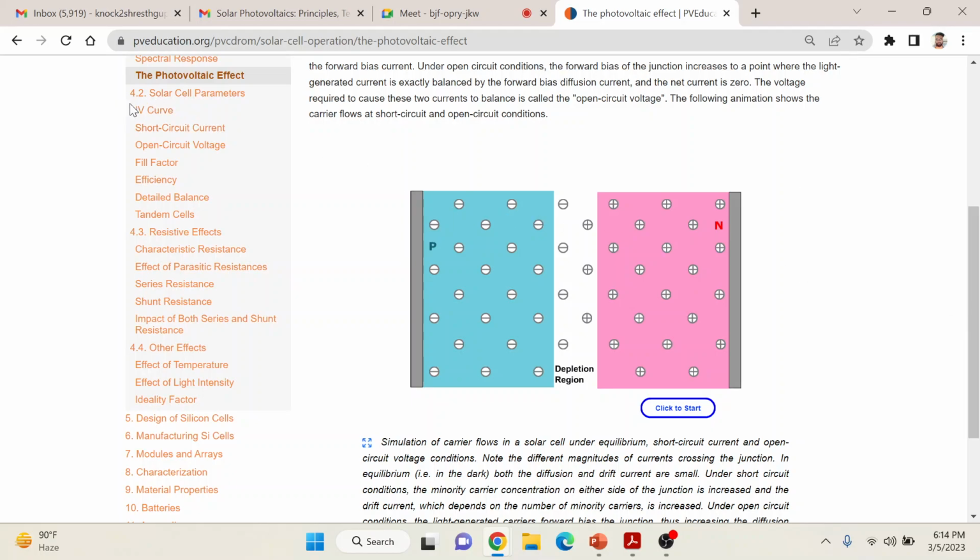Right now I'm just discussing these things: IV curve, short circuit current, open circuit voltage, fill factor and efficiency. Why am I discussing all of it? Because today's questions are based on these, and these are the basic solar cell parameters.